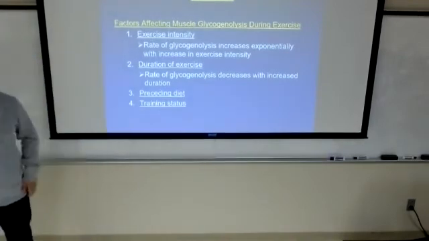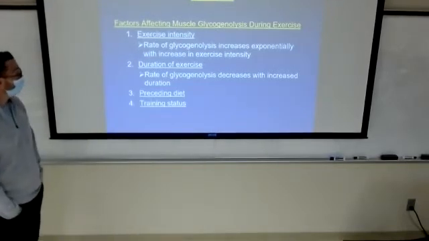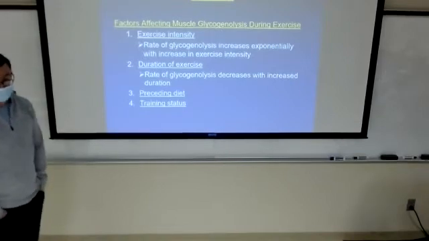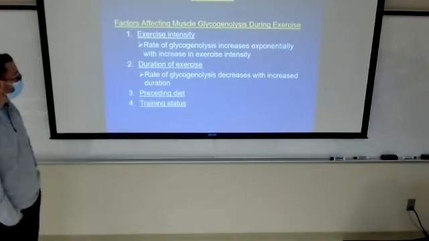Your preceding diet and your training status also matter, okay? If you've eaten a bunch of carbs, two things will happen. One, you have a higher level of blood glucose, so you can use some blood glucose and maybe not use as much of your muscle glycogen. Also, if you've eaten a bunch of carbs beforehand, you probably have higher levels of muscle glycogen. And so in that instance, you've got more to be able to use there. If you've eaten a bunch of fat beforehand, that's going to also play some things.